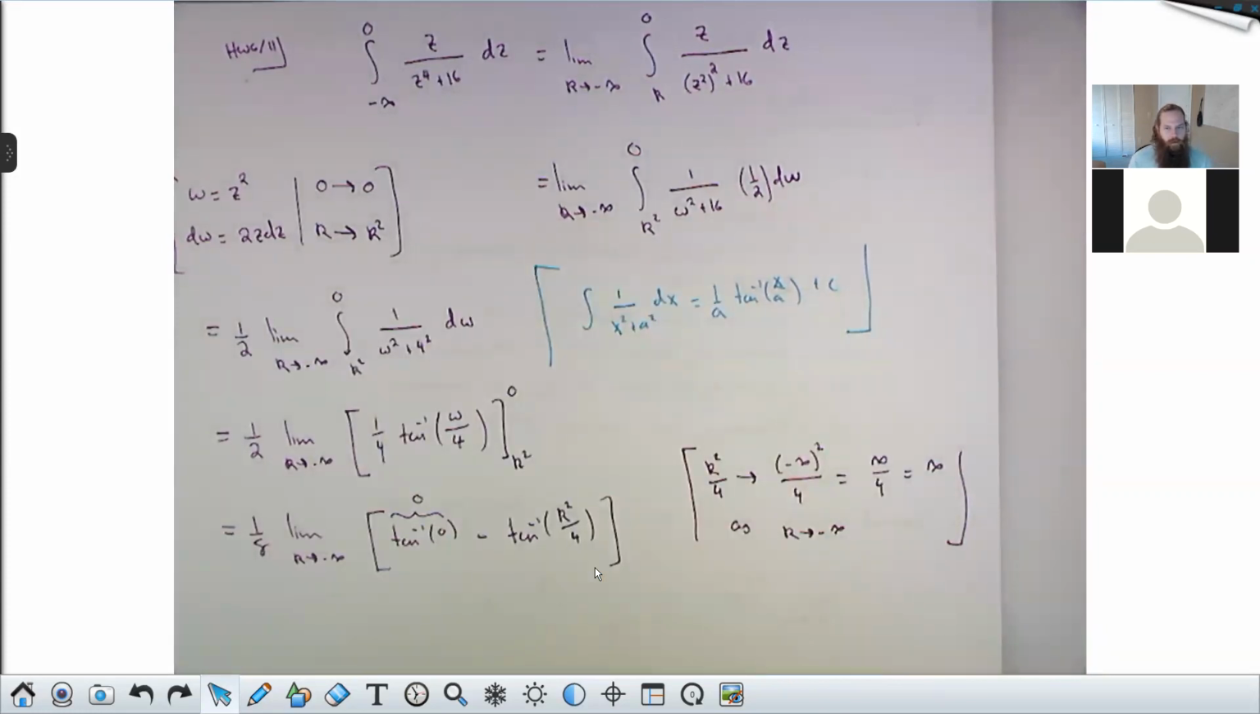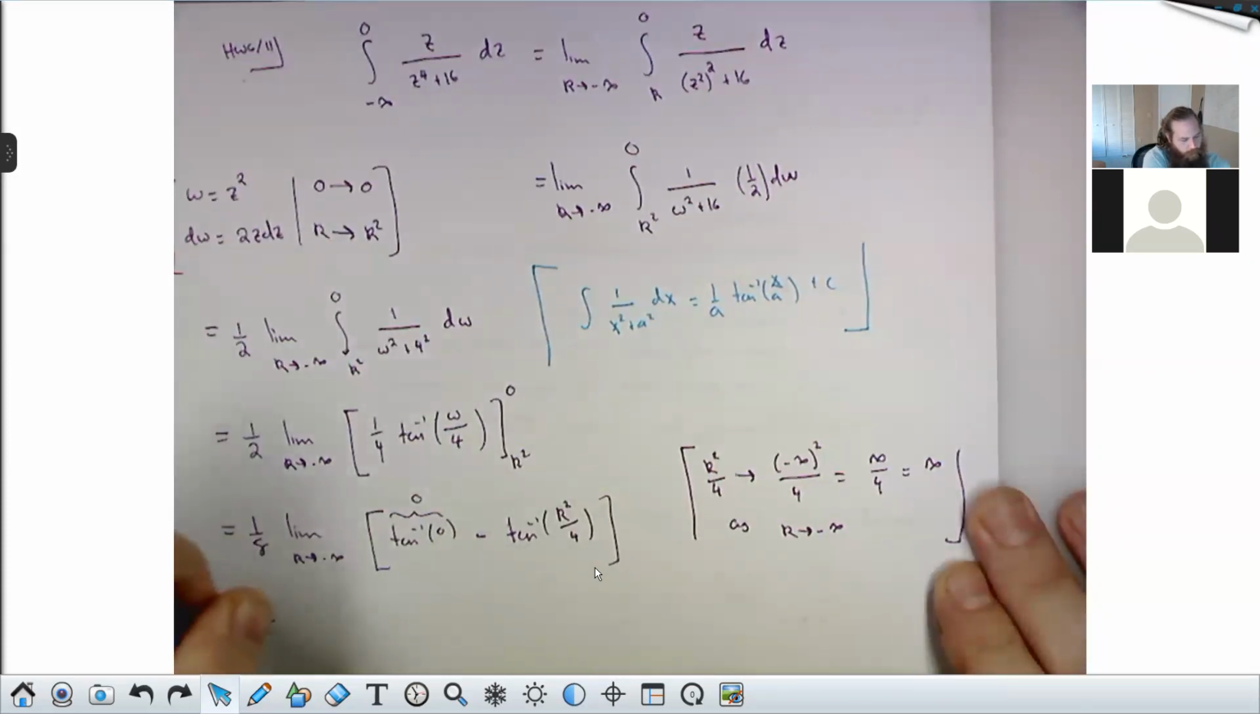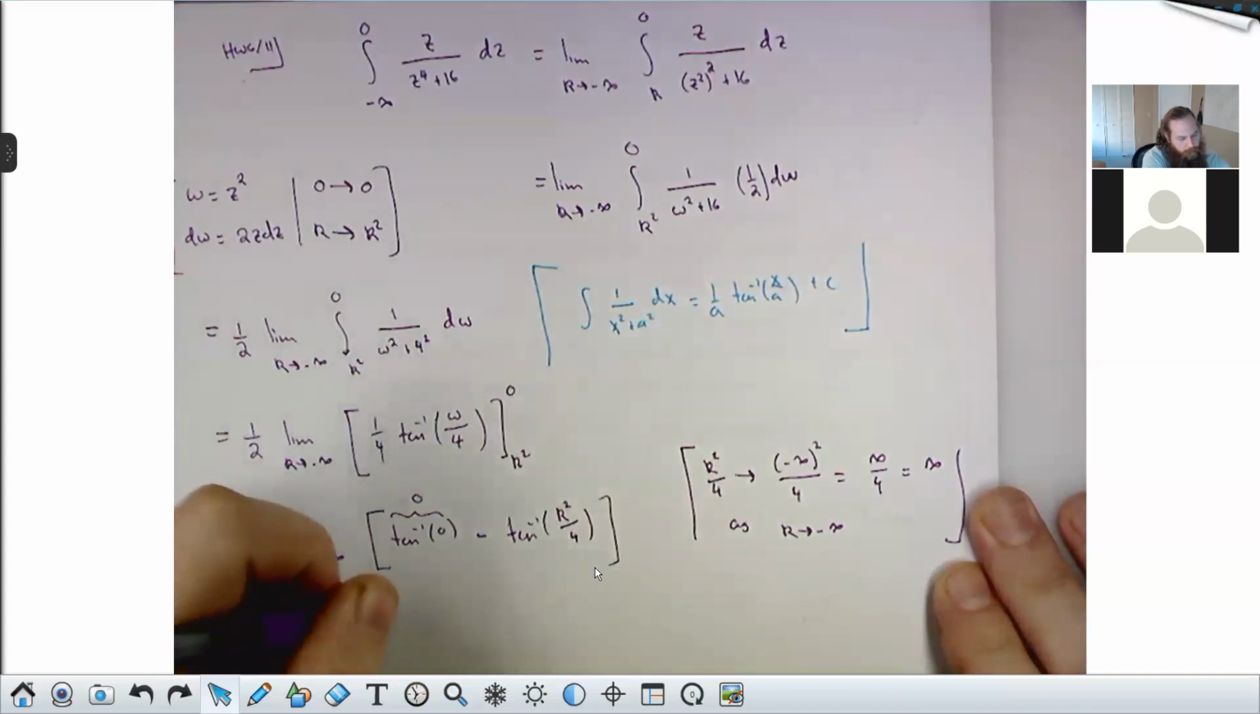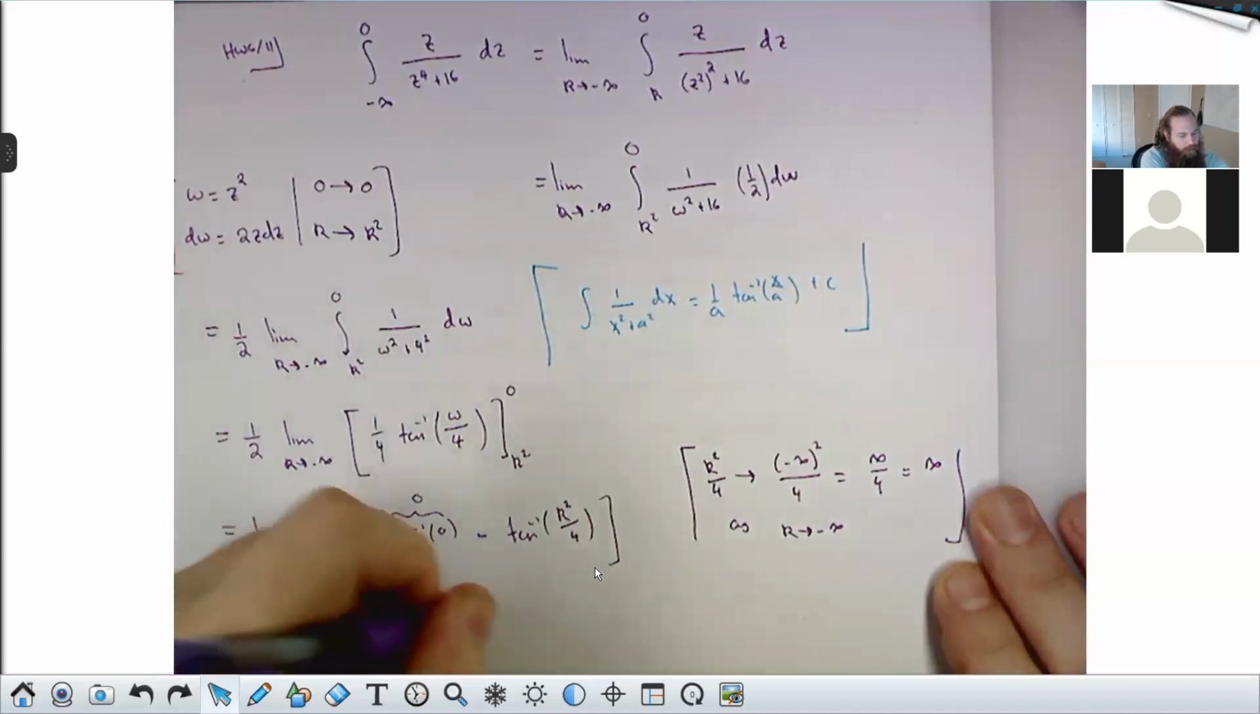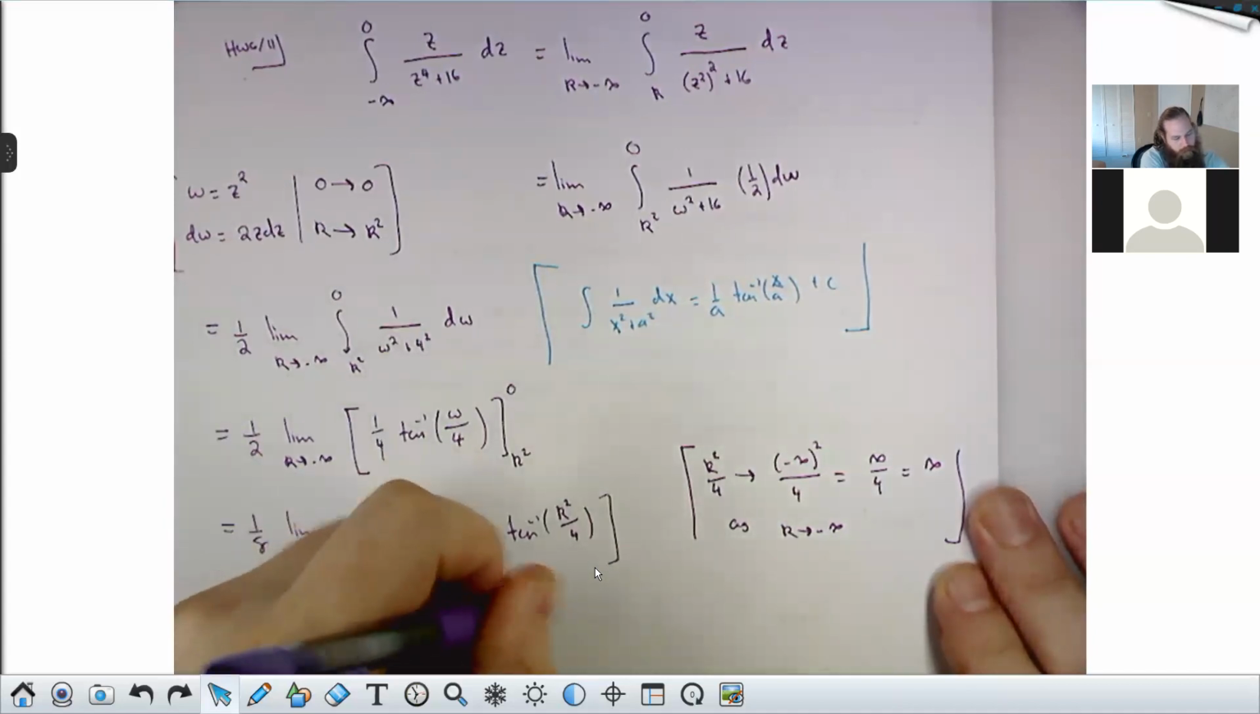All right, as r goes to negative infinity, r squared over 4 is going to go to positive infinity. That's the upshot. So this piece, the inverse tangent of r squared over 4, is going to go to pi over 2. So I end up with 1/8 times 0 minus pi over 2. And that's going to be a negative pi over 16.